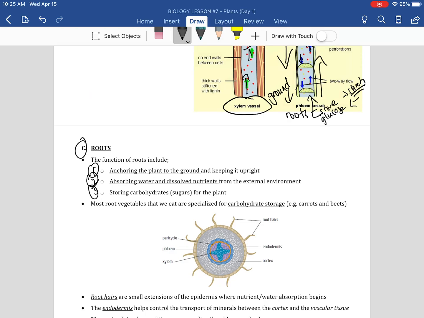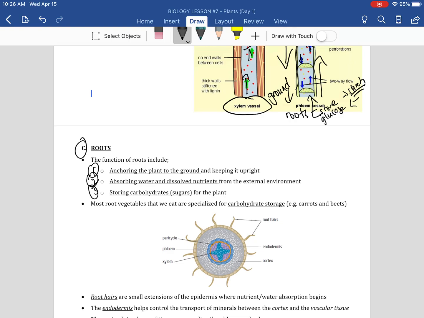The first is anchoring the plant to the ground, keeping it upright. All right, that's very important because the anchor needs to be placed in the ground, and the roots help keep it there. The second is absorbing water and dissolved nutrients from the external environment.